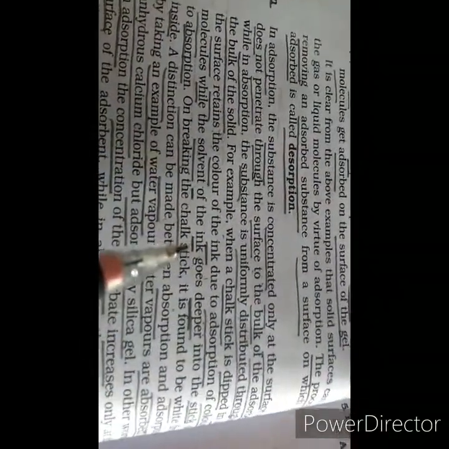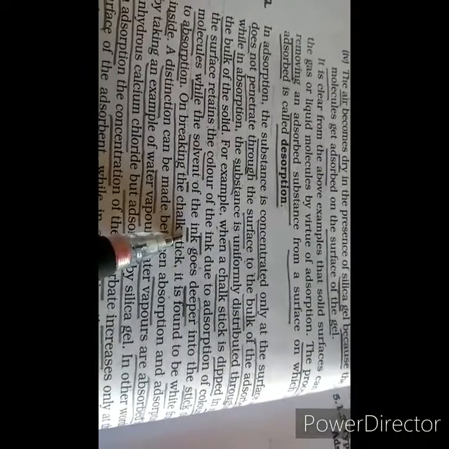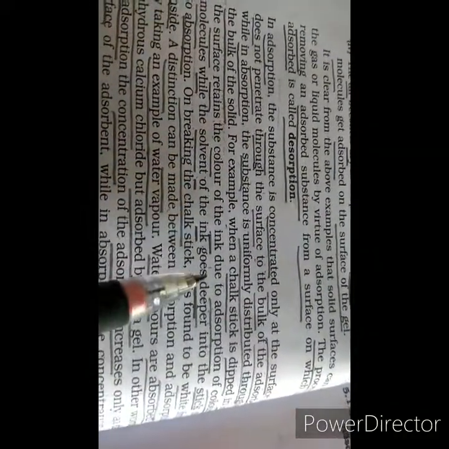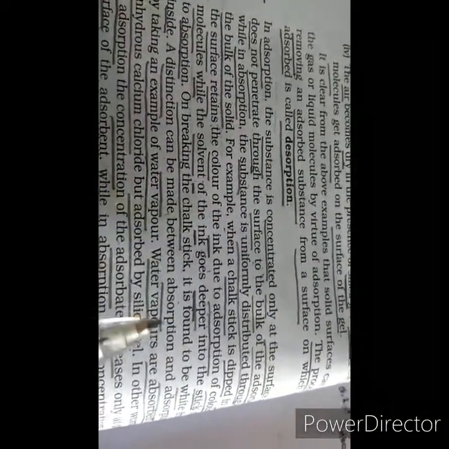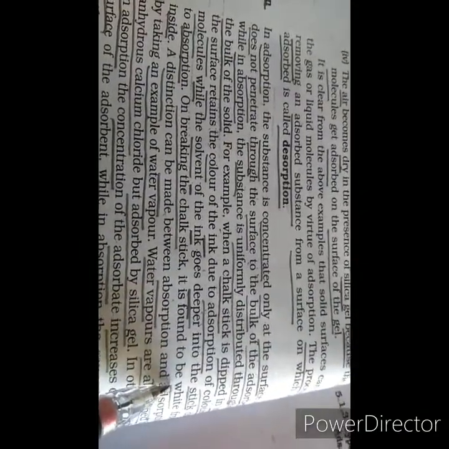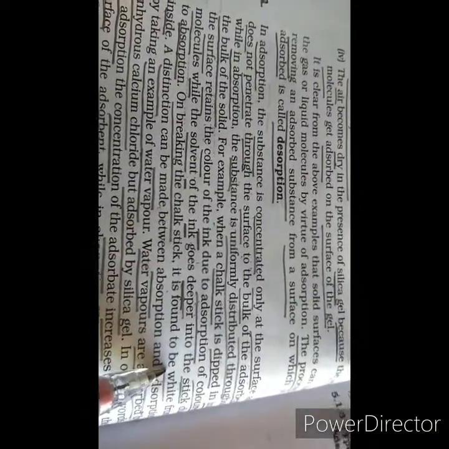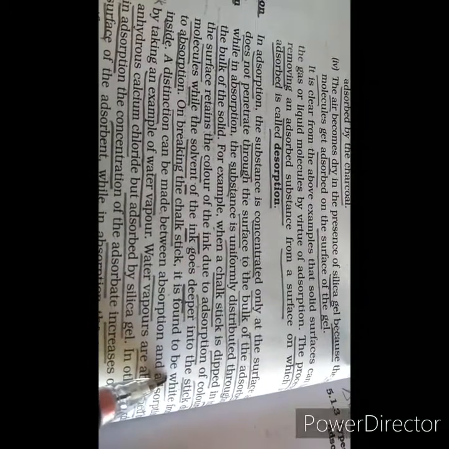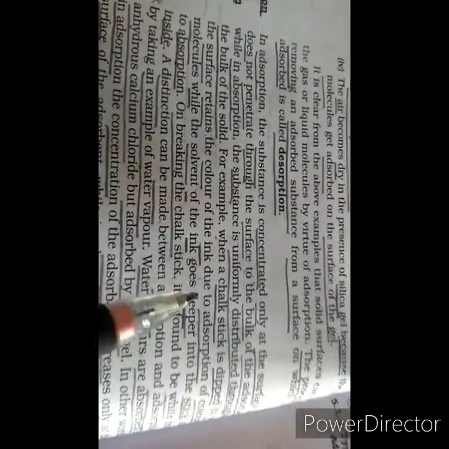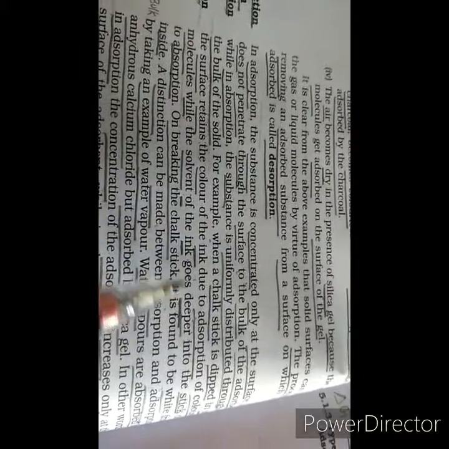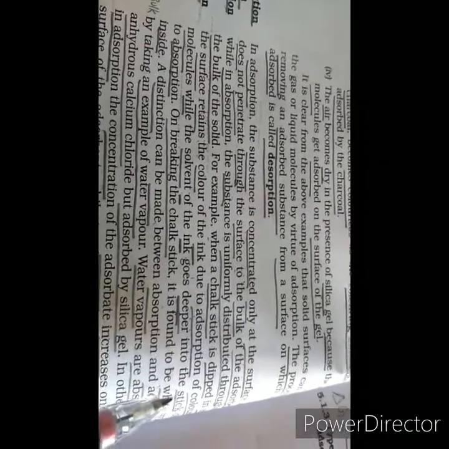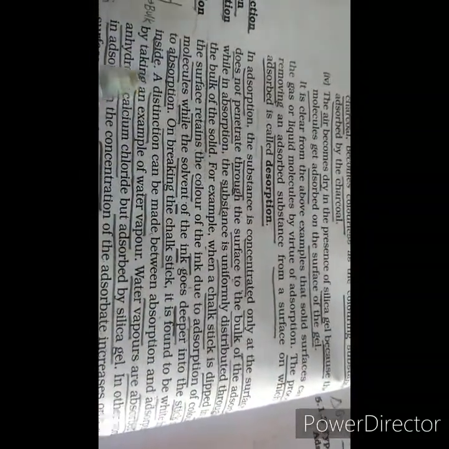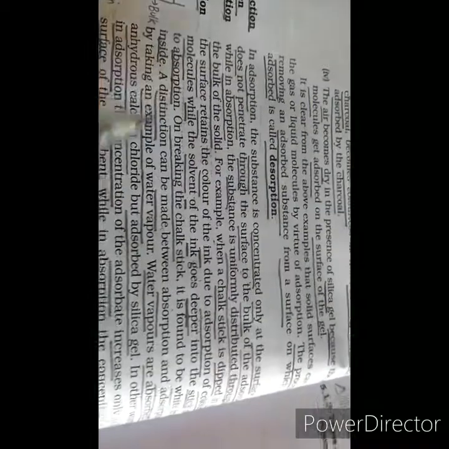This means that the ink contains certain dyes and solvent. The dyes get adsorbed on the outer surface of the chalk, and the solvent goes deeper into the chalk stick, and so the inside of the chalk stick is white in color. So the color outside, the blue color, is an example of adsorption, and the inside of the chalk is colorless. This is an example of absorption.